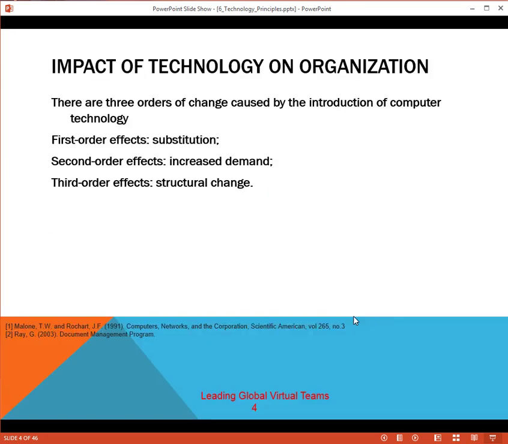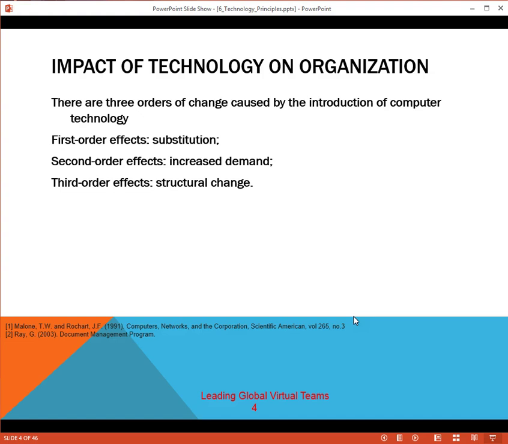So there are 3 orders of change caused by the introduction of computer technology. This is from an article in Scientific American, and 2 individuals did a study on the impact of technology on organizations, and they said there were 3 orders of effect. The first order was substitution.